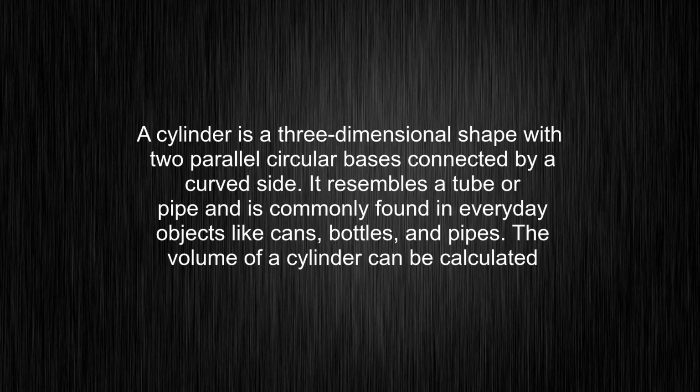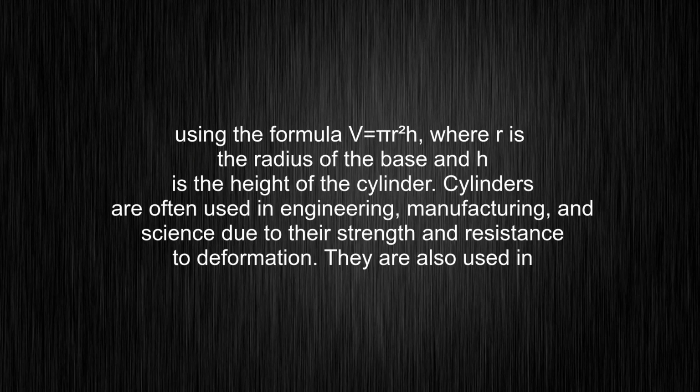The volume of a cylinder can be calculated using the formula V equals pi r squared h, where r is the radius of the base and h is the height of the cylinder.